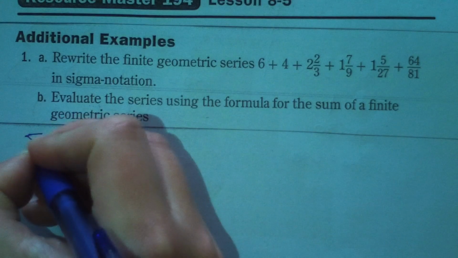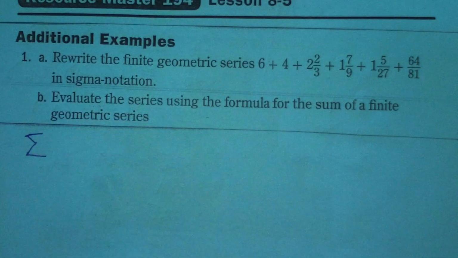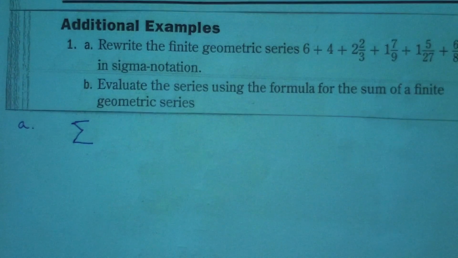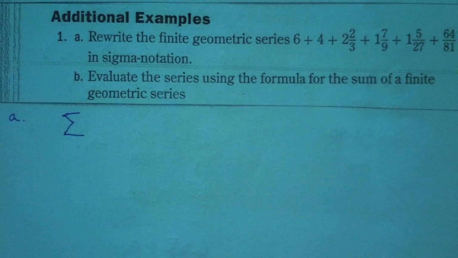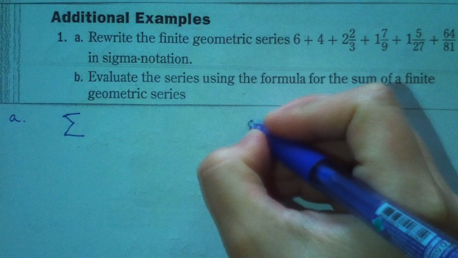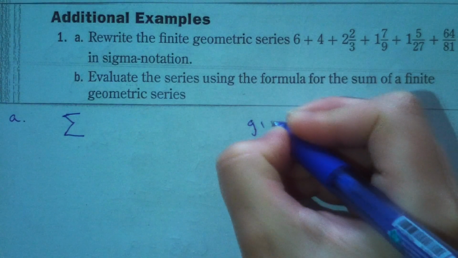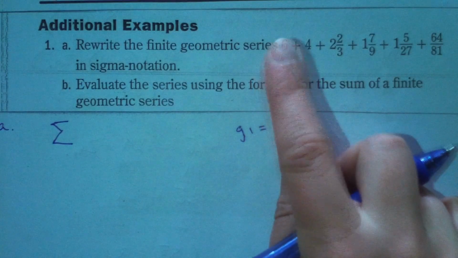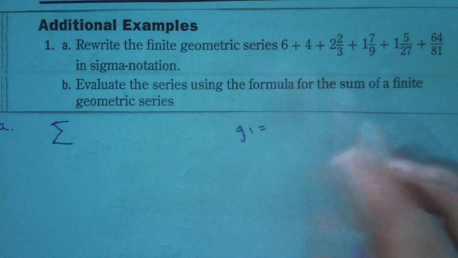When we write this out, we have to know a handful of things. We have to know what our G sub 1 is, what our r is, and what our n is. So we'll start figuring those things out. G sub 1 would be our first term. Looking at our list here, our G sub 1, or first term, would be 6.